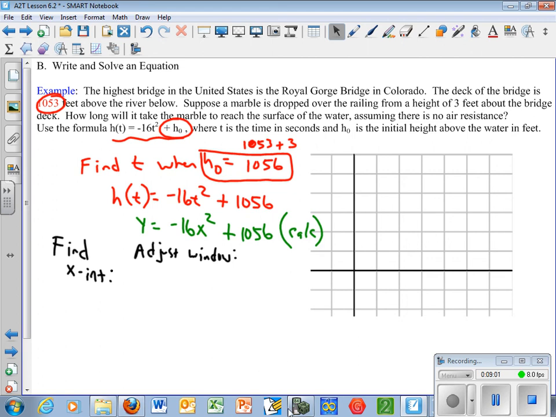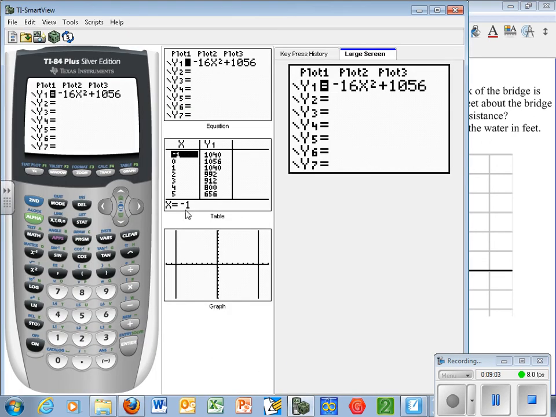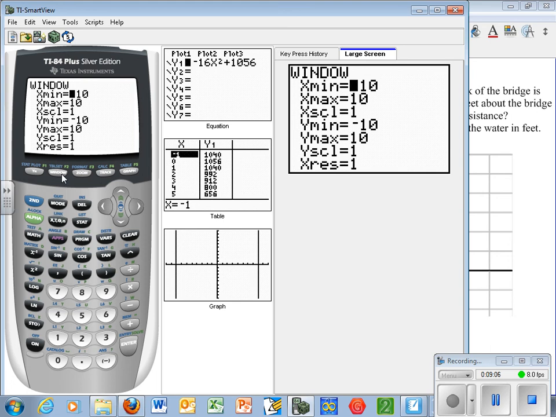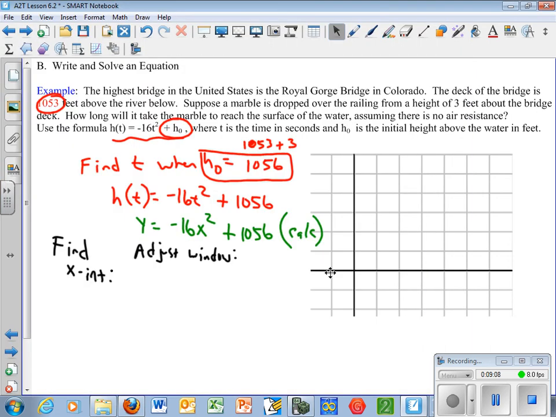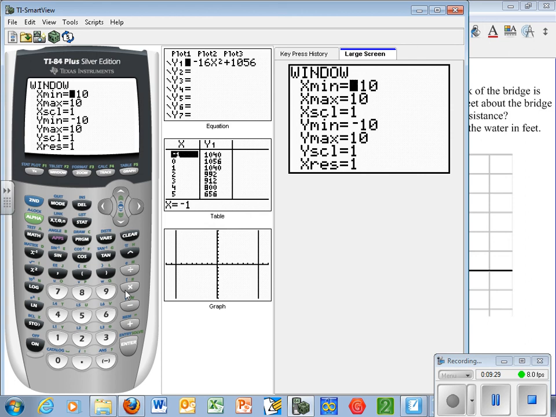So let's take a look at the graph here. So if I go back to my calculator, actually go to the window. We need to adjust here. Now if you notice, we were at 1,056, which basically would be my y-intercept. So I've got to adjust my y's here. I can keep my x's going from negative 10 to positive 10. That's the time now. X is the time. I can keep that going from negative 10 to positive 10 in increments of 1. But we're going to adjust the y's. So I'll show you how to do that. So we're going to come down here. Let's hit the down arrow.